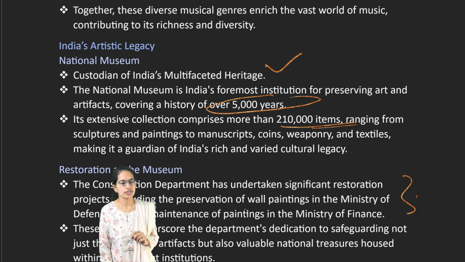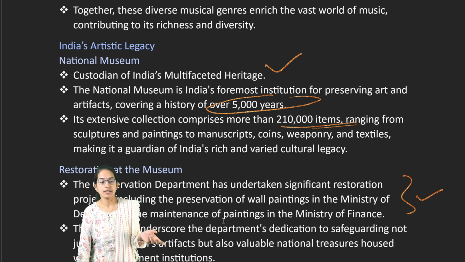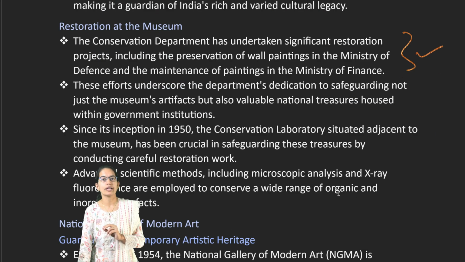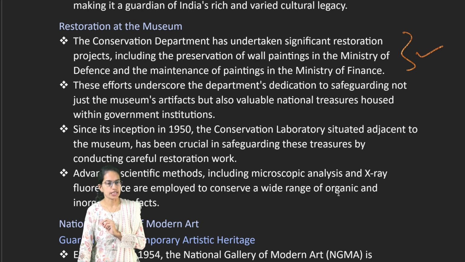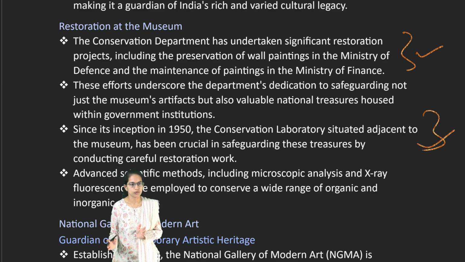The restoration of the museum has been done, which includes the preservation of the wall paintings done by the Ministry of Defense and maintenance of the paintings by the Ministry of Finance. Since the inception in 1950, there has been a conservation laboratory working along with the National Museum.